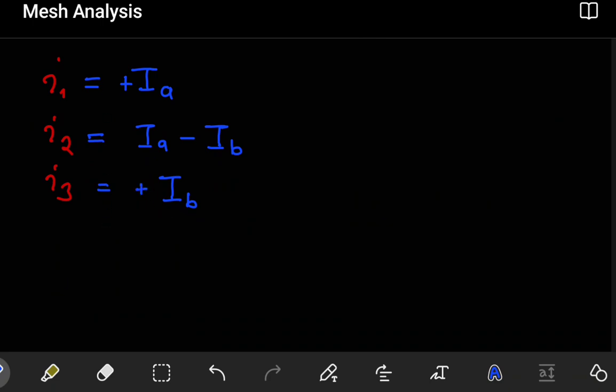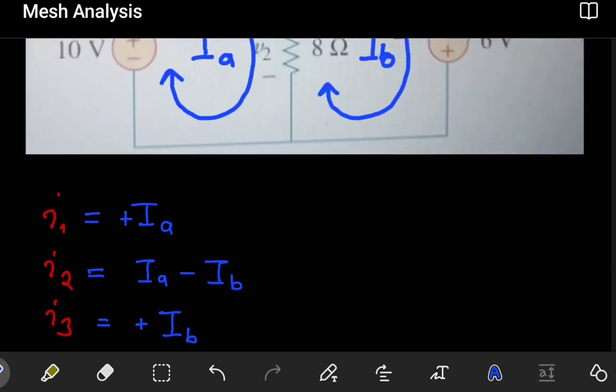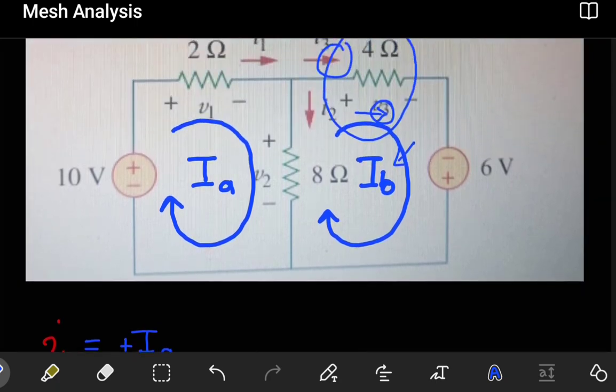Once I've created the relationship between the individual currents and the mesh currents, if I find the mesh currents, I can easily get the individual currents. My approach to working out this question is to build on your knowledge of Kirchhoff's voltage law and help you use that to also find the mesh currents. Because mostly questions like these might ask you, what are the mesh currents? You know how to use Kirchhoff's voltage law, but how do you find the mesh currents?